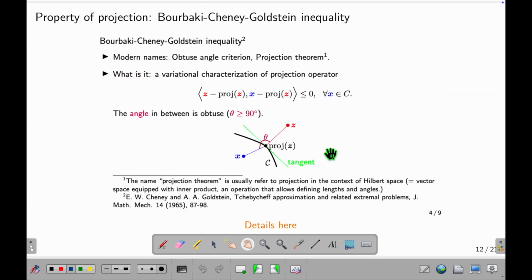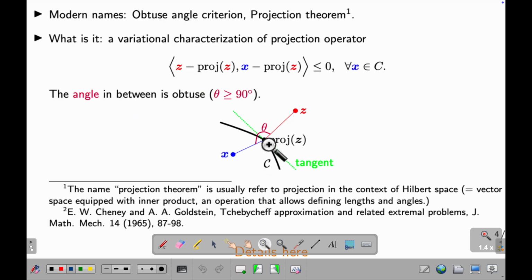But anyway, so now here's a formula from many years ago called the Bourbaki-Cheney-Goldstein inequality. What the heck is this? It basically is this. This is your Z. You project it onto the set C. So this is the point. You have any X in C. This is the blue X. This point and this point subtract each other, give you a line. This point and this point subtract each other, give you a line.